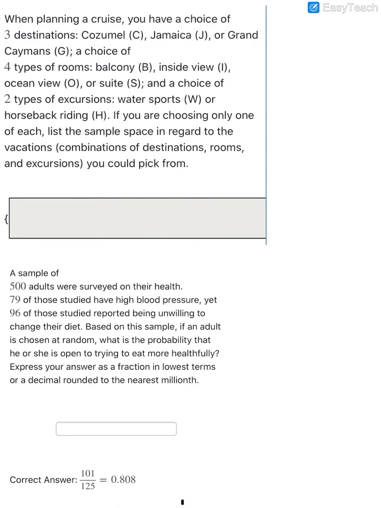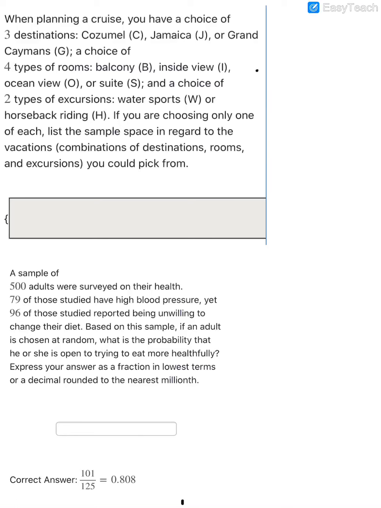In this video, we're going to look at sample spaces, something called the multiplication principle, and some basic probability. So on this first type of problem, they are telling us when planning a cruise, you have a choice of 3 destinations. So we have Cozumel, Jamaica, or the Grand Caymans.